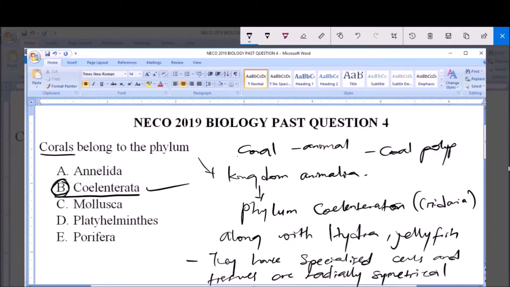Now the phylum Annelida is made up of the roundworms. The Mollusca is made up of those with shells, like the snail. The Platyhelminthes is the flatworm, like a tapeworm. And the Porifera are sponges, which exist in colonies. But Coleopterata do not exist in colonies, so they are not sponges. So corals belong to Coleopterata.